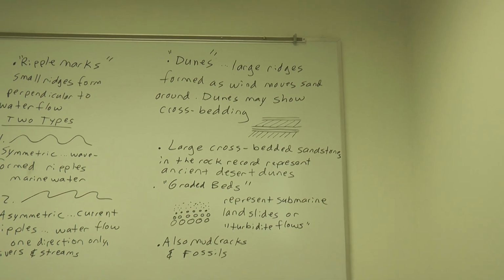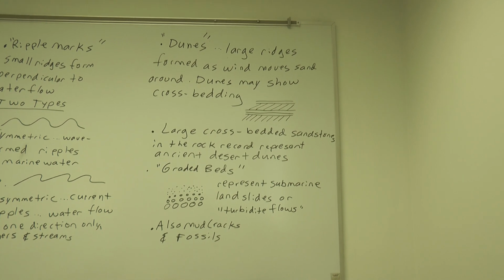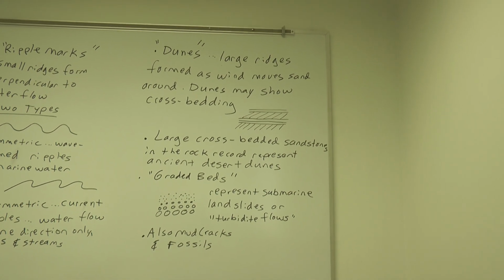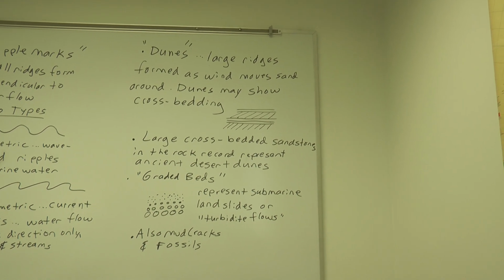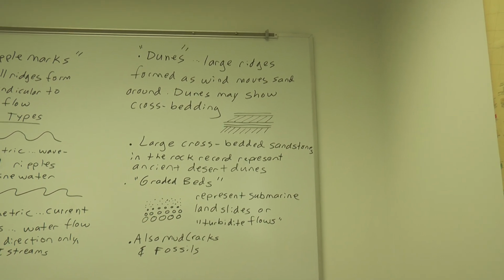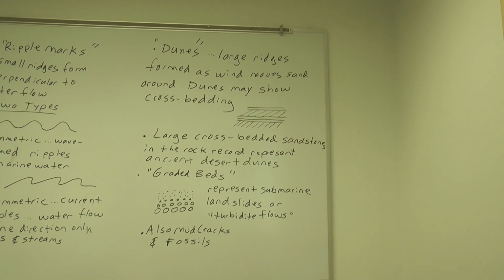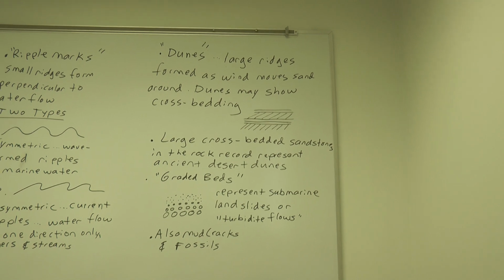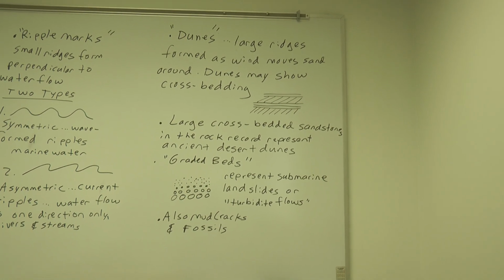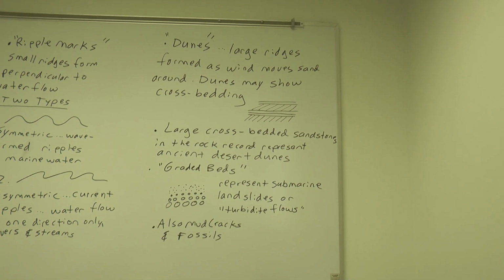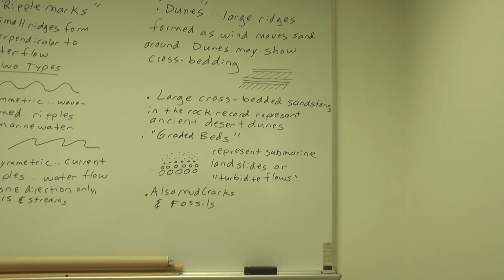Now, if we should see large cross-bedded sandstones in the rock record, like we find at Zion National Park, what does this represent? And the answer is it represents ancient desert dunes. Okay, so Zion National Park is in the American Southwest, what we sometimes refer to as the desert Southwest. So the area is relatively dry, but in the past it was an actual desert with big sand dunes being moved around by wind. How do we know that? Because there are huge, giant cross-bedded sandstones there.